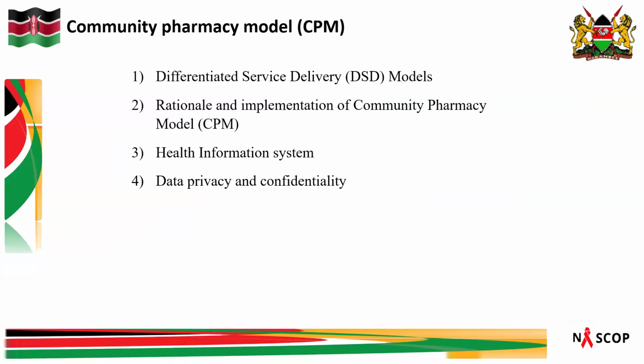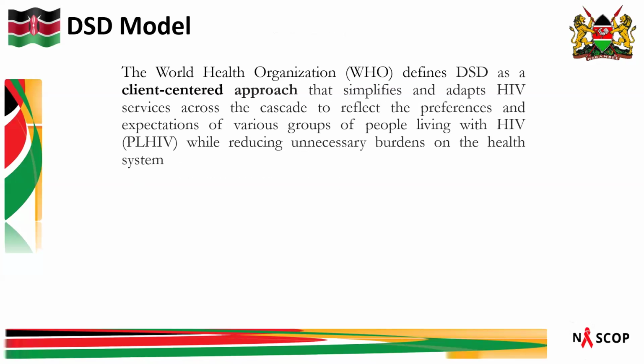So now we delve into the community pharmacy model. Under the community pharmacy model, I would like us to look at the differentiated service delivery models, the rationale, the HIS, that is the health information system, and data privacy and confidentiality. So what is a differentiated service model? According to WHO, it is a client-centered approach that simplifies and adapts HIV services across the cascade to reflect the preferences and expectations of various groups of people living with HIV, while reducing unnecessary burdens on the health system.